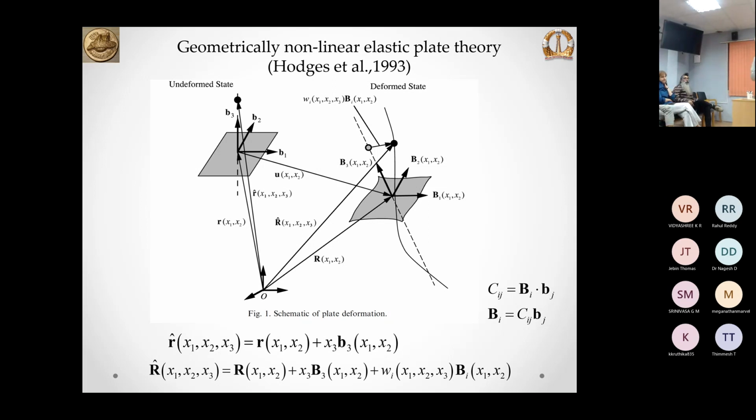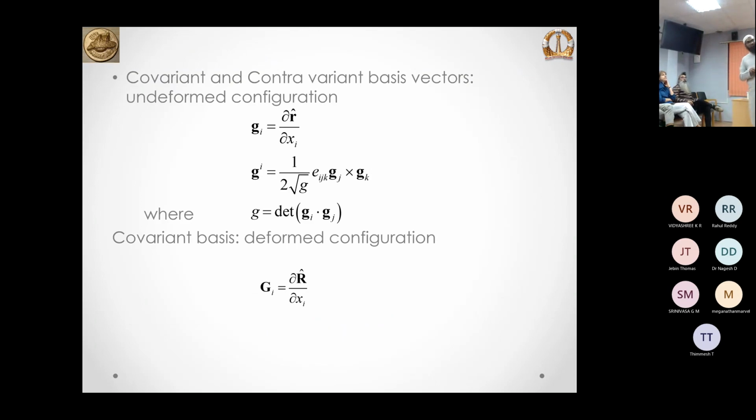The capital B's and small b's are related with the rotation matrix C. The relation of R hat to R is just vector addition: R hat is R plus x3 b3. That's what it is in the undeformed configuration. And in the deformed configuration, R hat is R plus h3 B3 plus the warping contribution. So just vector addition. And we'll be using all this to calculate the deformation gradient tensor.